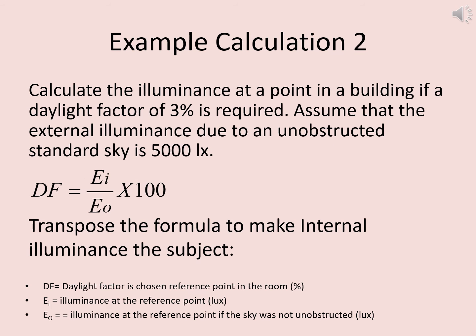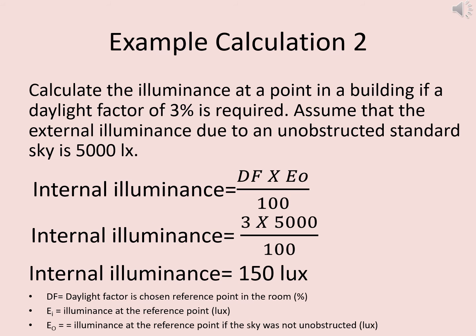Daylight factor example 2 calculation. Calculate the illuminance at a point in a building if a daylight factor of 3% is required. Assume that the external illuminance due to an unobstructed standard sky is 5000 lux. To solve this problem, you need to first transpose the formula to make internal illuminance the subject. The answer is D.F multiplied by E.O, divided by 100. Therefore it is 3 multiplied by 5000 lux, divided by 100, which equals 150 lux.